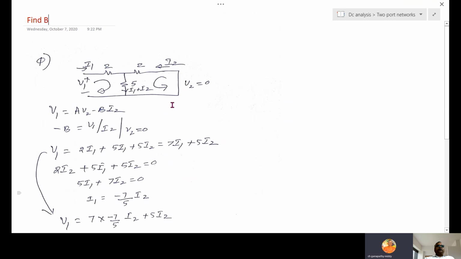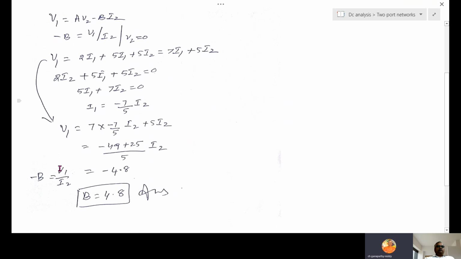So in this, find B. ABCD network, he asked only B. So minus B equal to V1 by I2, V2 equal to 0. V2 0 means short circuit. So this current I2, this current I1, here I1 plus I2, write mesh equations and solve. You get 4.8.